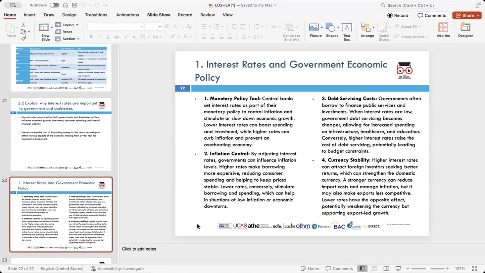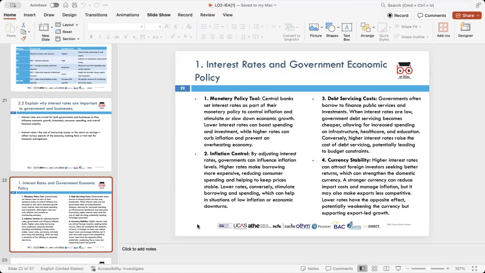Government also borrows: debt servicing costs. Governments often borrow to finance public services and investments. It is cheaper for government to borrow money when rates are low, allowing them to invest more in public services. However, high interest rates make borrowing costly, potentially leading to budget constraints and reduced public spending.